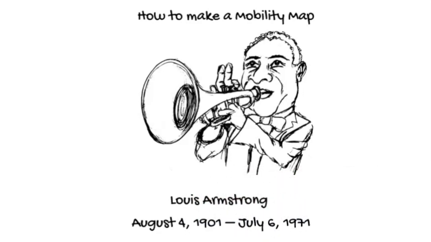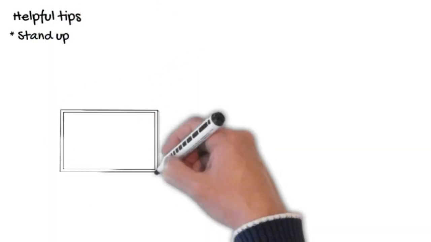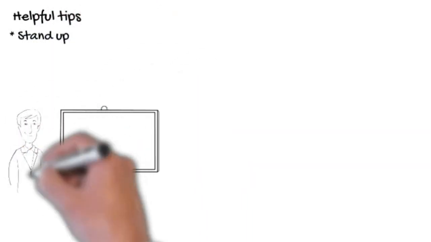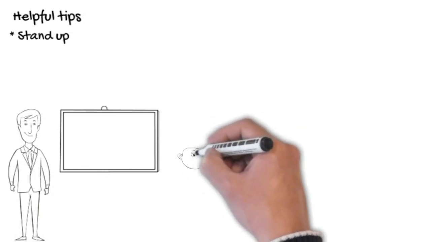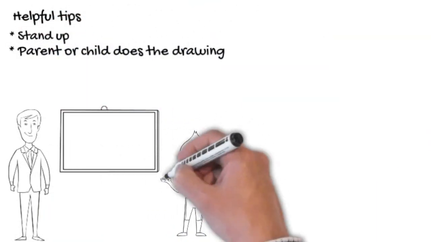Before we dive into the mobility map, let's talk about some helpful tips. Try to do this standing up with a large paper on the wall. Standing up and putting your chin up makes it easier to recall positive memories. Let the person you interview do the drawing.